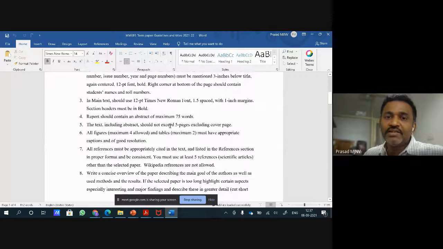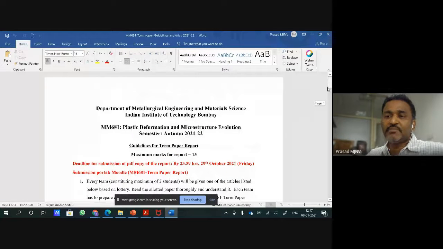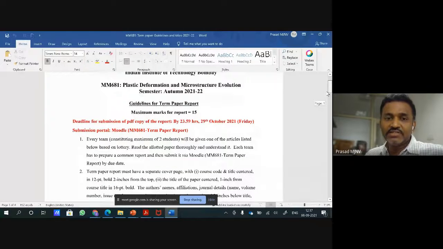The text can be 5 pages. Apart from the text, we can have 4 figures, which can be separate, and a maximum of 2 tables. Is it clear? Any more doubts? I have given all the details here, so you can simply follow them for the report. I'll come back to the presentation after midsem, because I want to give you some time to read the article.